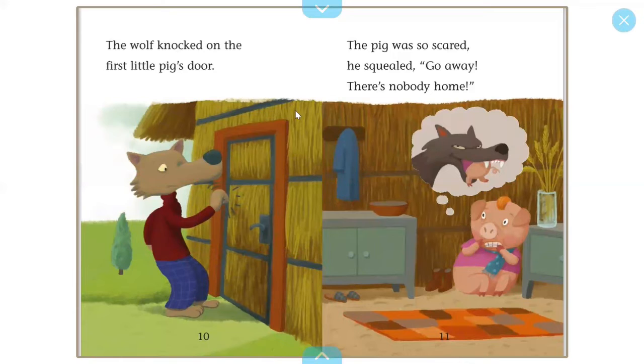The wolf knocked on the first little pig's door. The pig was so scared he squealed, "Go away! There's nobody home." He's scared. This is a thought bubble. This is what the pig's thinking inside his head. You can see there's a picture in his head of the wolf eating the pig, right? That's what he's thinking. Is that what the wolf actually wants to do? No, right? He just wants some water.